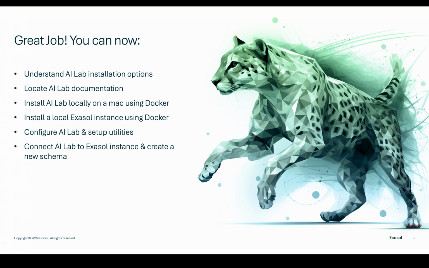So let's summarize real quick. After today's tutorial, you now understand the AI Lab installation options. You can easily locate our AI Lab documentation via a GitHub page. You know how to install AI Lab locally on a Mac using Docker, and how to install a local Exasol instance using Docker. And you can configure AI Lab and set up all of the appropriate utilities it needs to run. And finally, you can connect AI Lab to that Exasol instance and create a new schema to validate that connection.